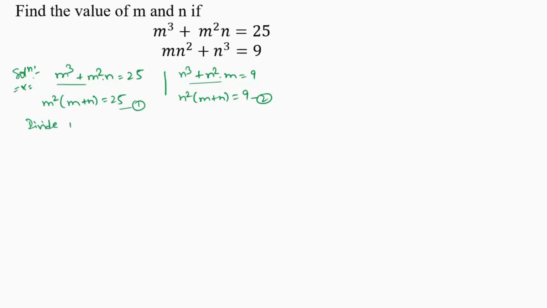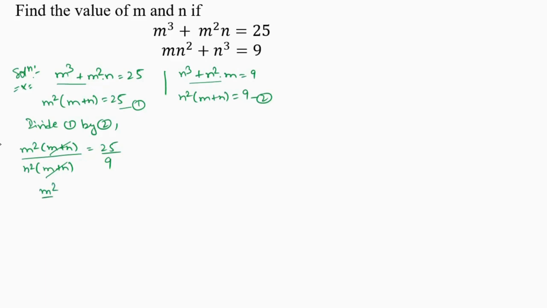Divide equation 1 by 2, so we get m square times (m plus n) over n square times (m plus n) equals 25 divided by 9. So here m plus n and m plus n will cancel out, so we get m square by n square equals 25 by 9.